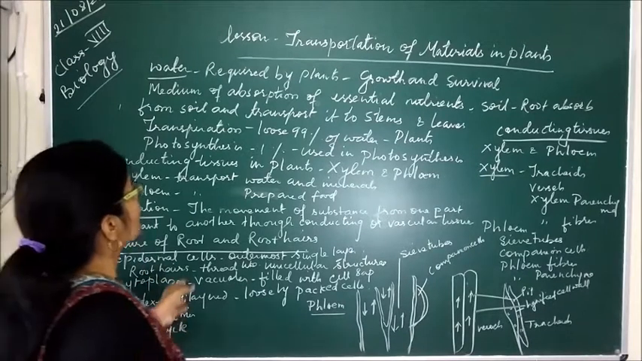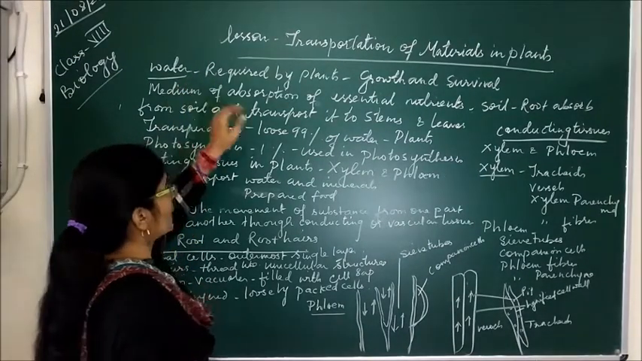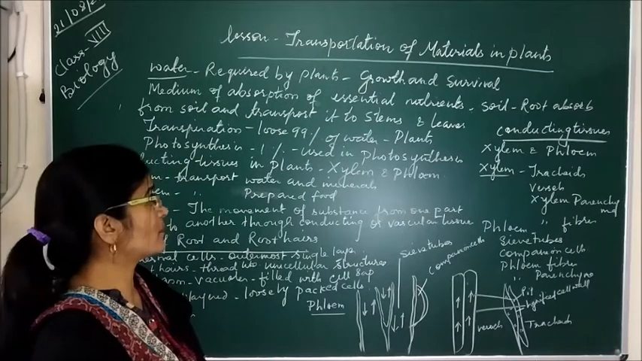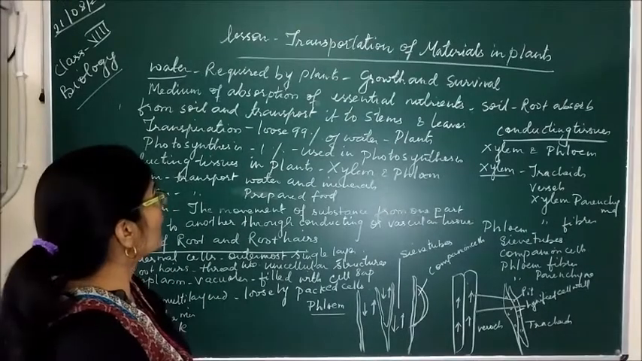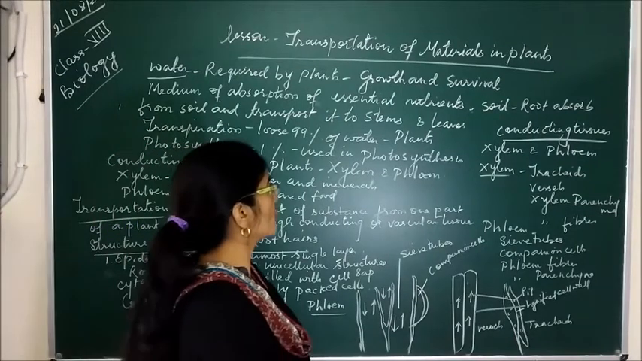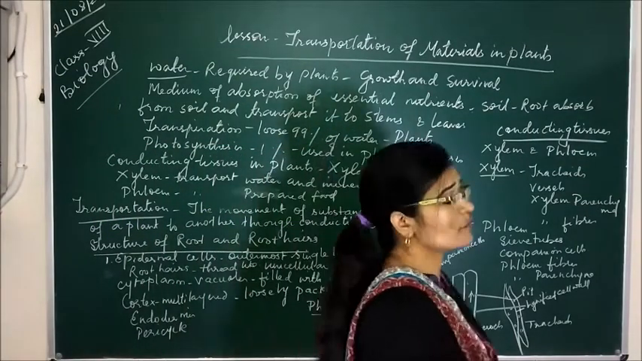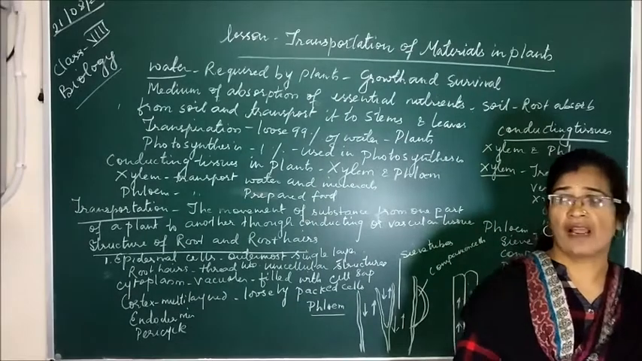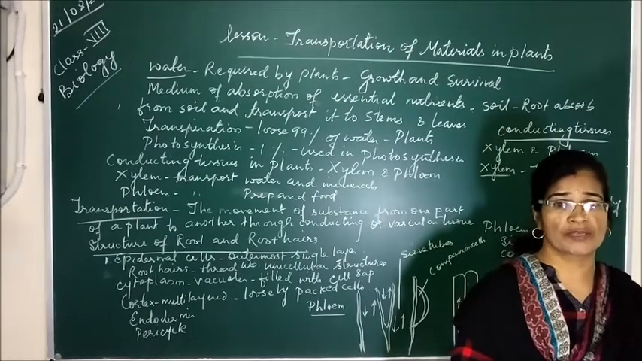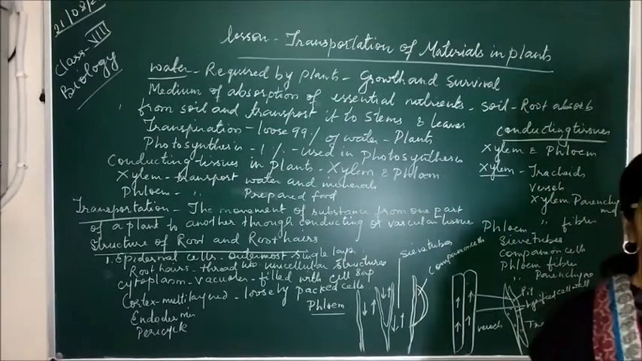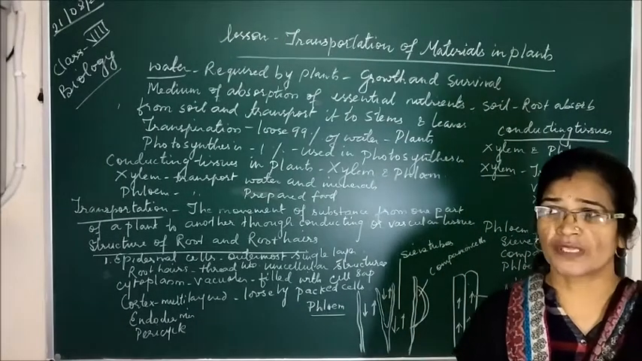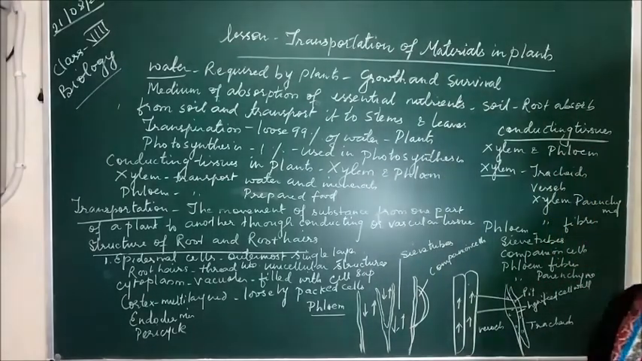And the water which is absorbed by the roots is very essential for the plants, for growth and survival. And the medium for the absorption of essential nutrients from the soil is the root hairs. The root hairs are mostly found in the root part, and these are just hair-like structures which absorb the nutrients as well as the water.